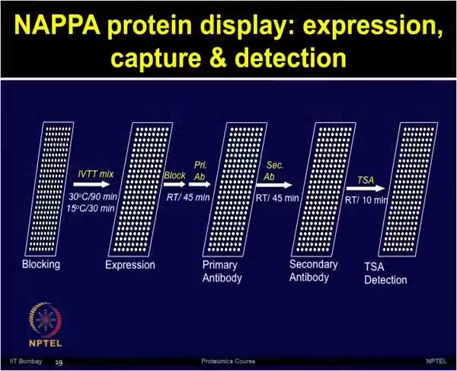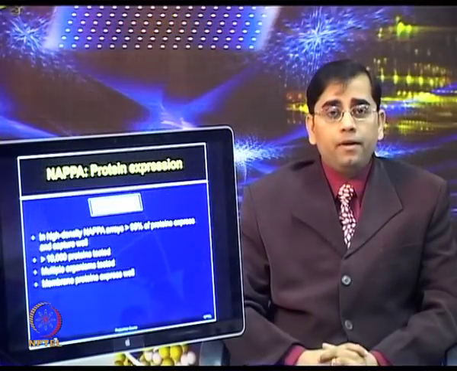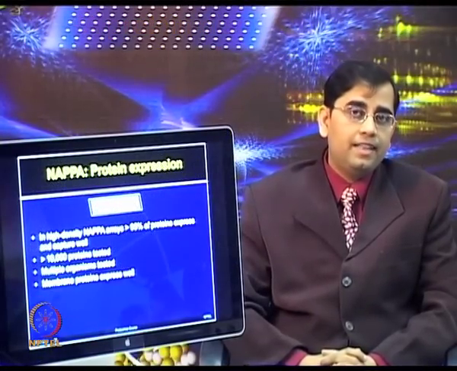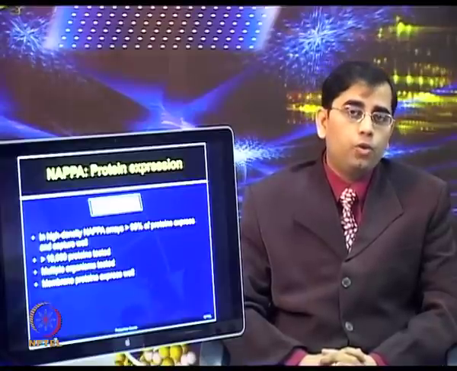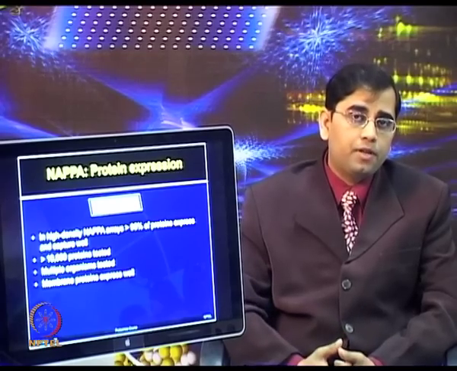After that, either the secondary antibody can be tagged with Cy3 or Cy5 conjugated antibodies for detection, or one can use the tyramide signal amplification system, which achieves superior signals. This is just a schematic showing various steps involved in performing protein display, protein expression, capture and detection. So, the NAPPA arrays have now achieved high density, and overall greater than 95% of proteins on these arrays express and capture very well.